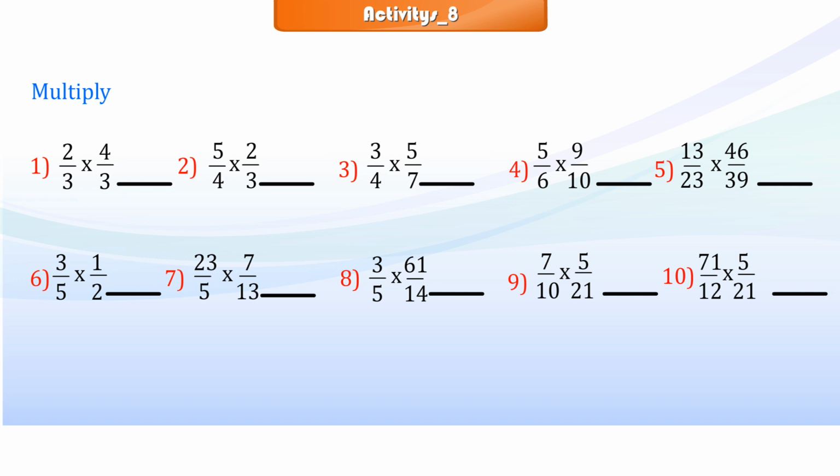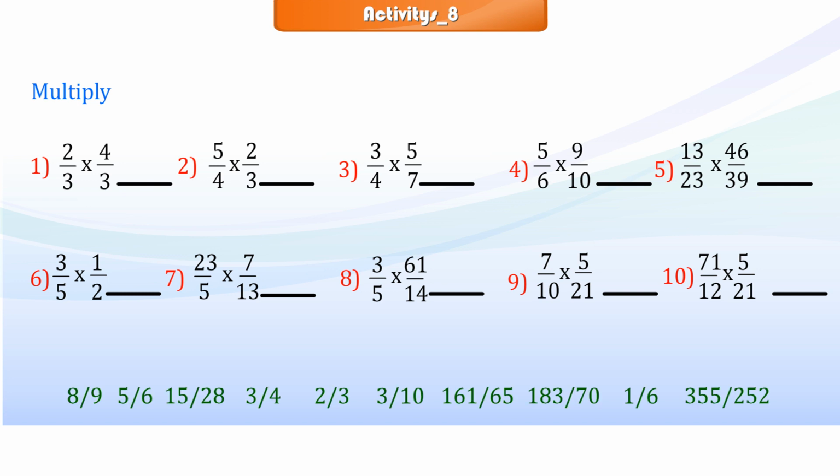6. 3 by 5 into 1 by 2. 7. 23 by 5 into 7 by 13. 8. 3 by 5 into 61 by 14. 9. 7 by 10 into 5 by 21. 10. 71 by 12 into 5 by 21.